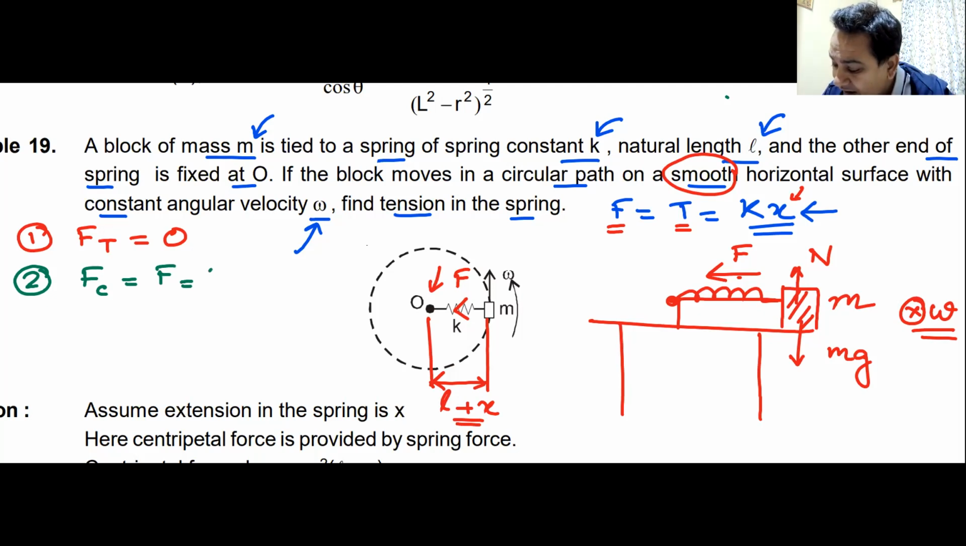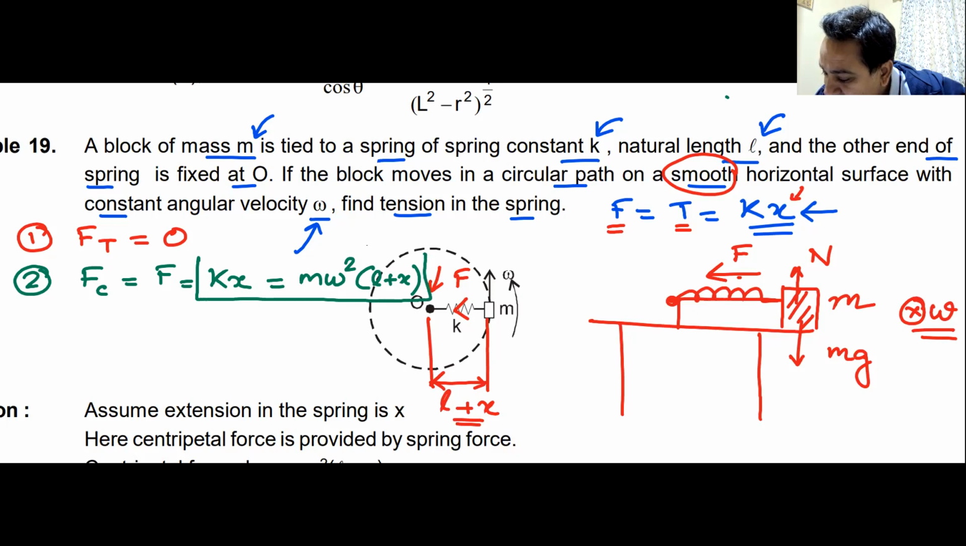Now this F has to be equal to Kx. Yes or no? Do we all understand this? Yes, sir. Now this Kx must be equal to what? This Kx must be equal to centripetal force. And how much is the centripetal force? Kx is the net force. That must be equal to m omega square (L plus X). Yes, L plus X. That is absolutely correct.